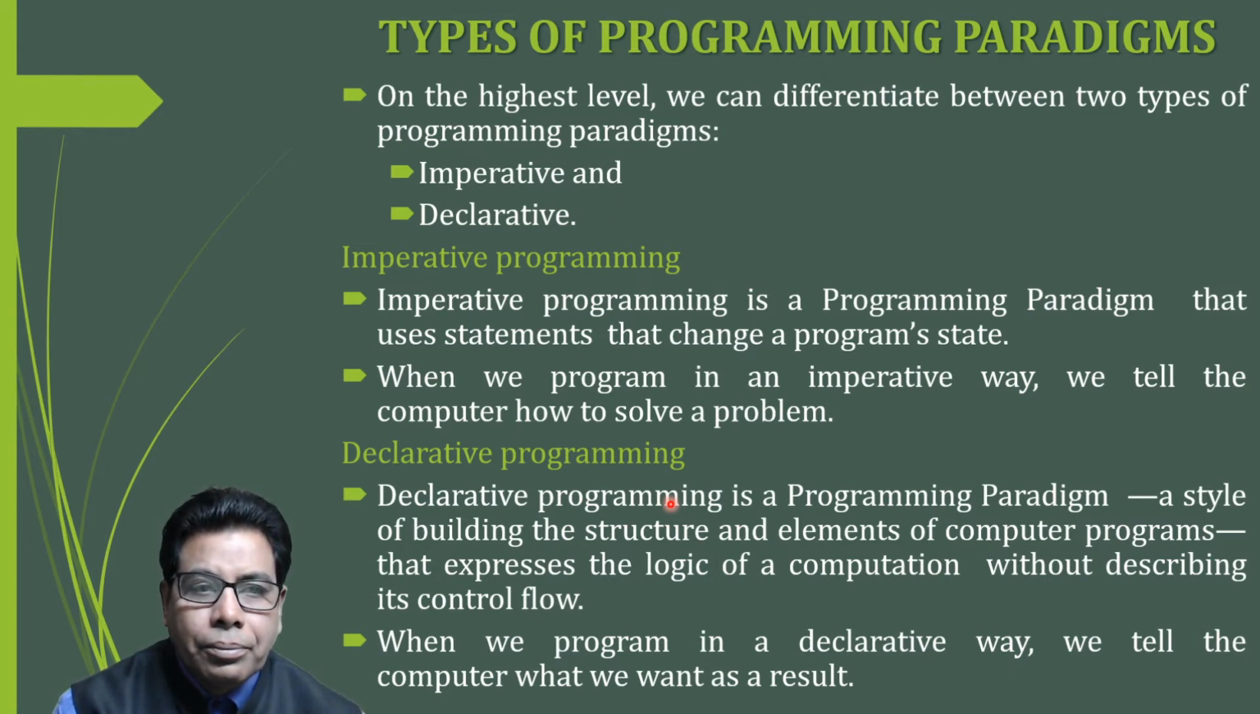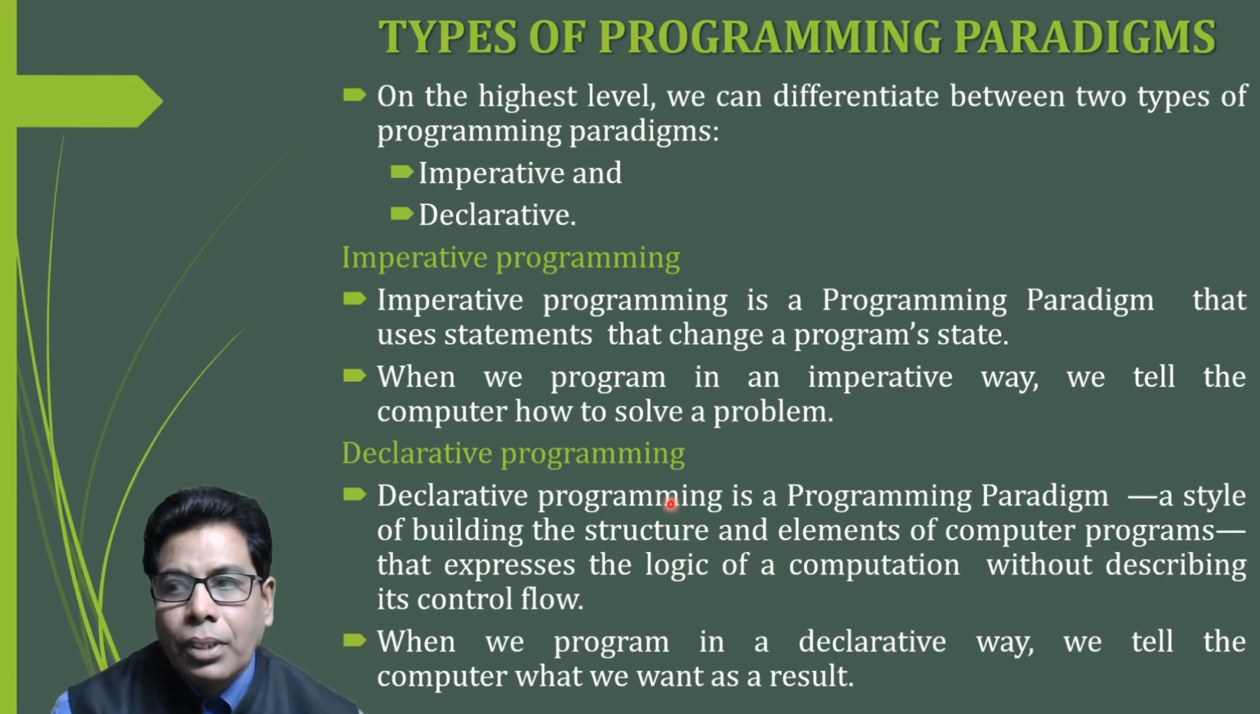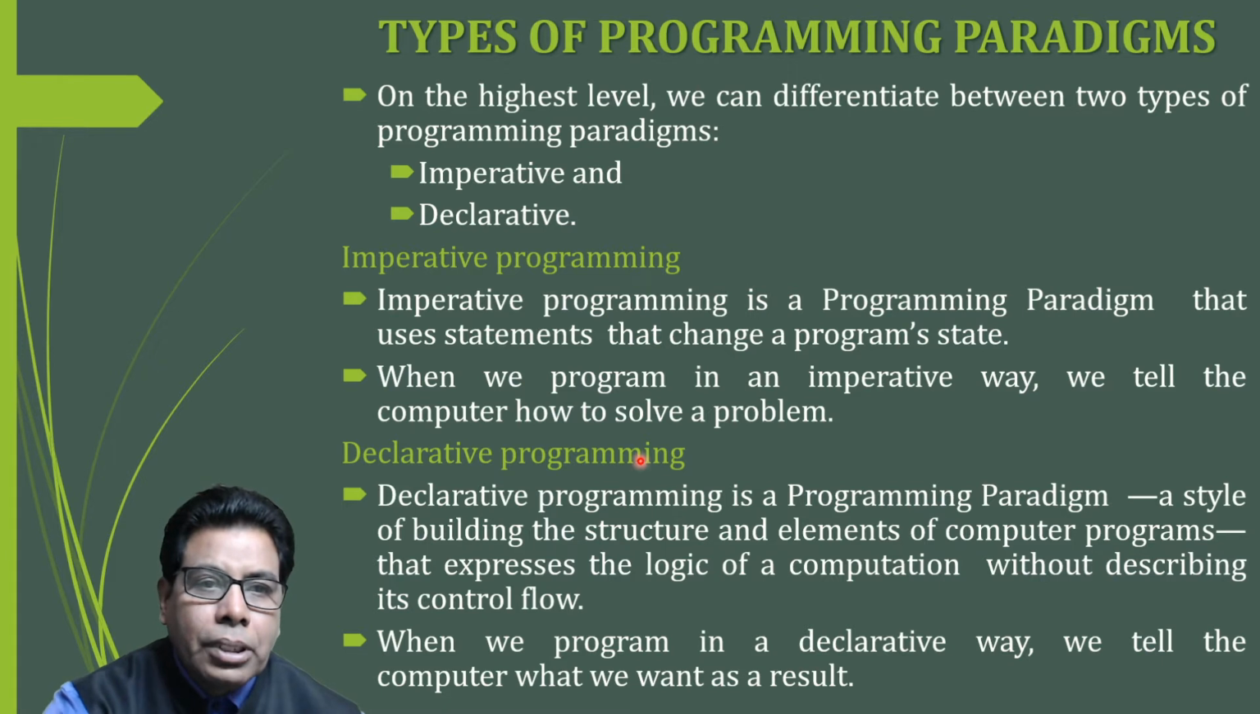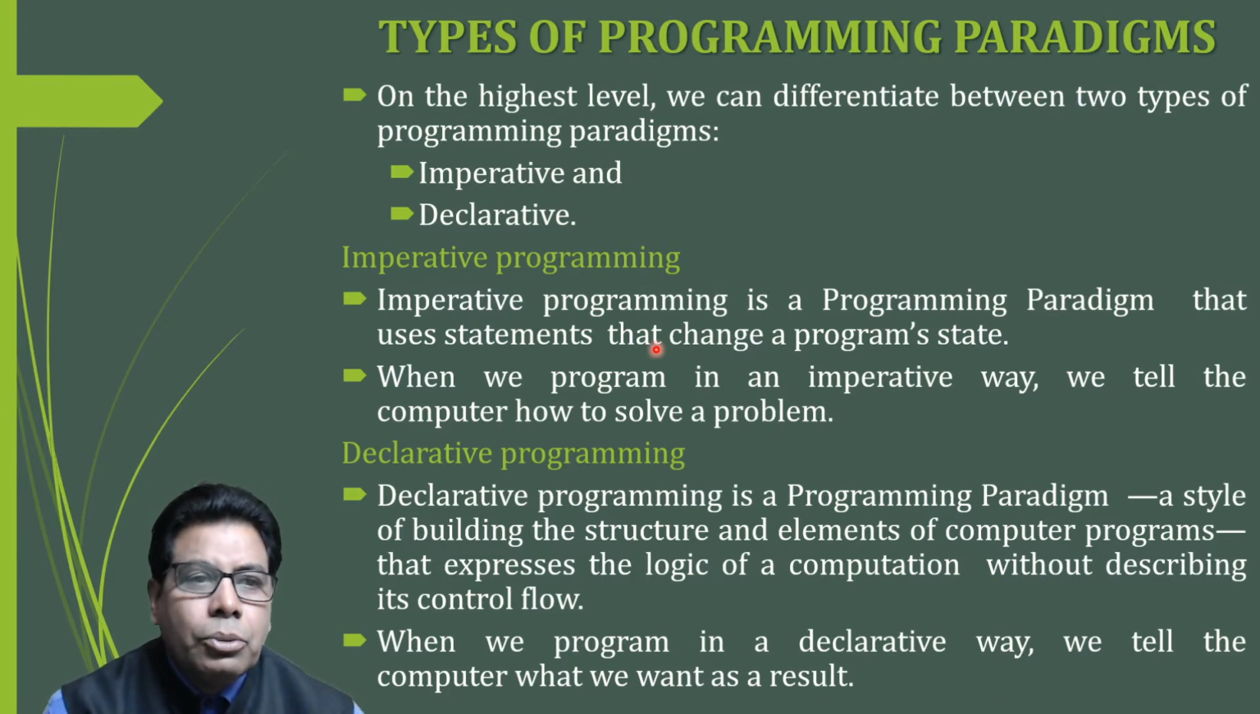So imperative programming is the programming paradigm that uses statements that change program state. So here you have to understand this. A computer program stores data in variables, which represent storage locations in the computer's memory. So the contents of these memory locations at any given point in the program execution is called the program state. So imperative programming uses statements that change the program state. So it will change the value of that particular variable in memory.